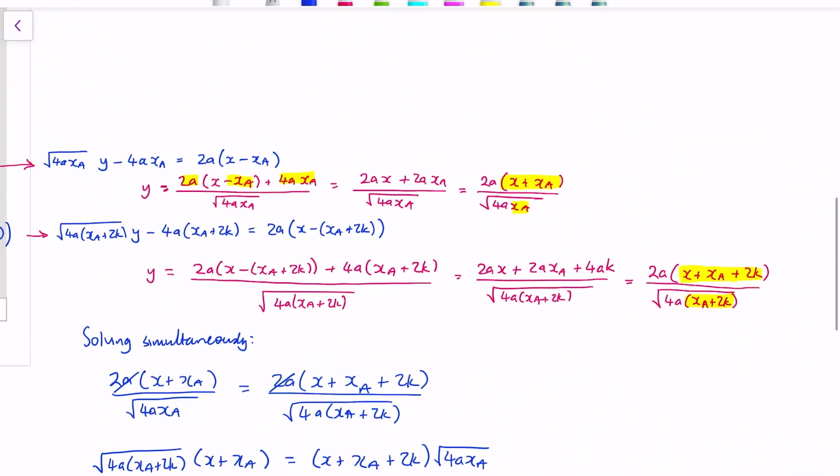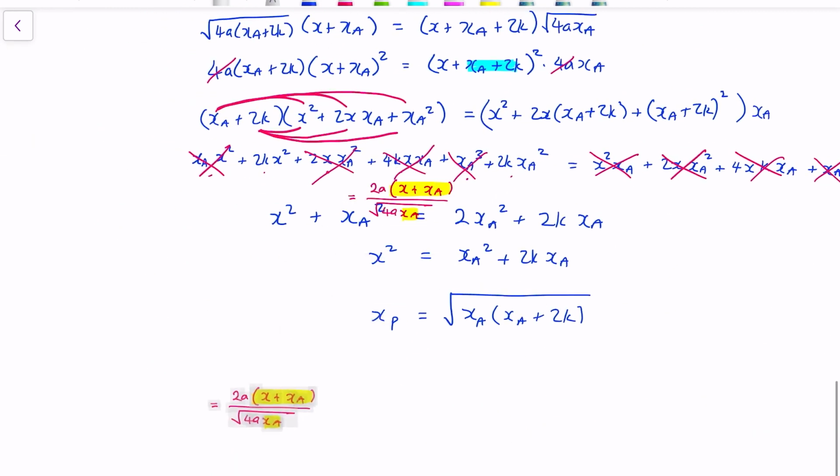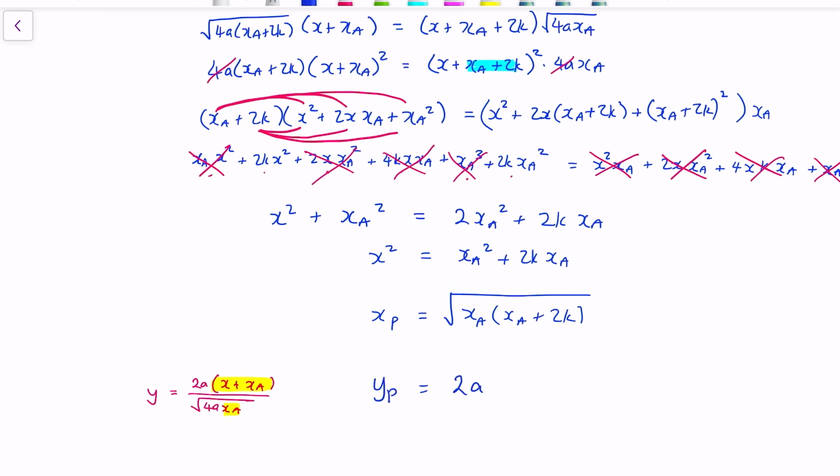So I could go up to this equation here, copy that down. Okay, that's my equation of one of the tangents. So I'll use that one to find my yp. 2a multiplied by x plus xa. Remember that x is some position on the tangent, and I'm looking at the specific point P now, xp. So I've got 2a multiplied by this plus xa, all divided by root 4a times xa.